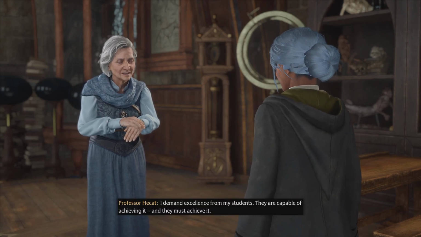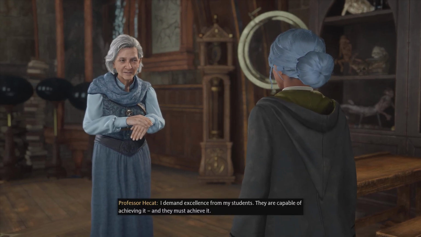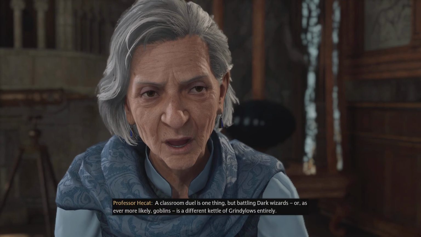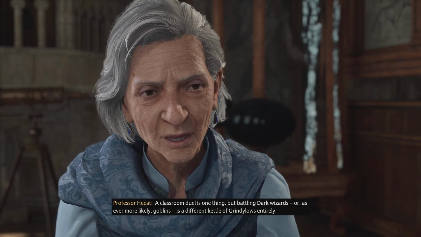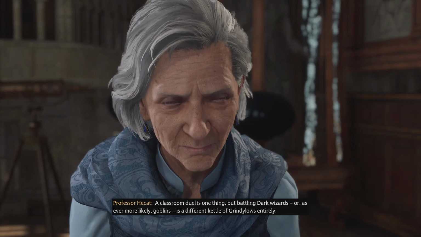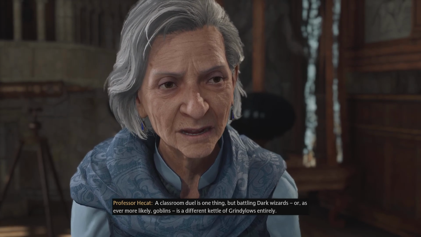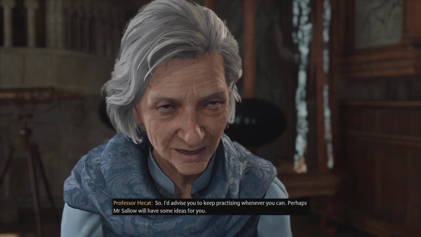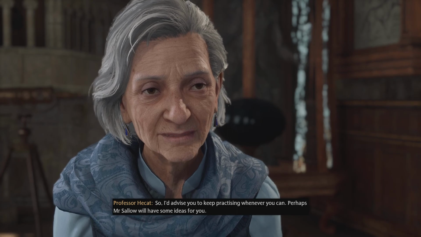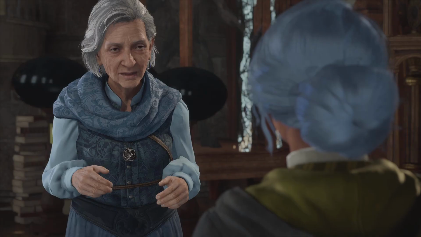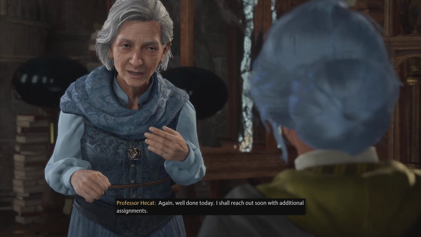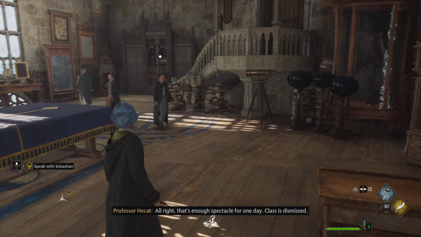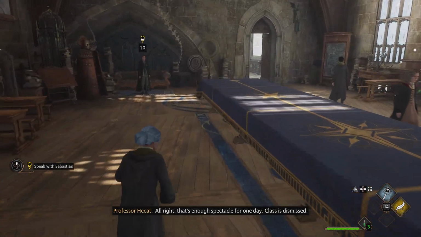I demand excellence from my students. They are capable of achieving it, and they must achieve it. A classroom duel is one thing, but battling dark wizards, or more likely, goblins, is a different kettle of Grindylows entirely. Understood, Professor. I'd advise you to keep practicing whenever you can. Mr. Sallow will have some ideas for you. Again, well done today. I shall reach out soon with additional assignments. All right. That's enough spectacle for one day. Class is dismissed.